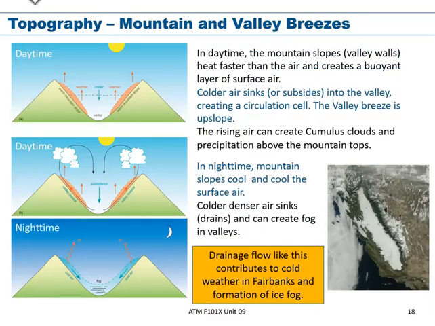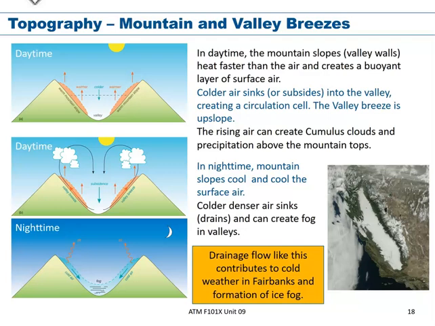We can analyze the weather in mountains and valleys in a similar way that we analyzed coastal weather and the land and sea breezes. During the day, the mountain walls heat faster than the air and create a buoyant layer of air at the surface. The warmer air flows upslope. This is called a valley breeze. Meanwhile, colder air sinks into the valley. A circulation cell is established. Cumulus clouds can form over the mountain tops with showers.